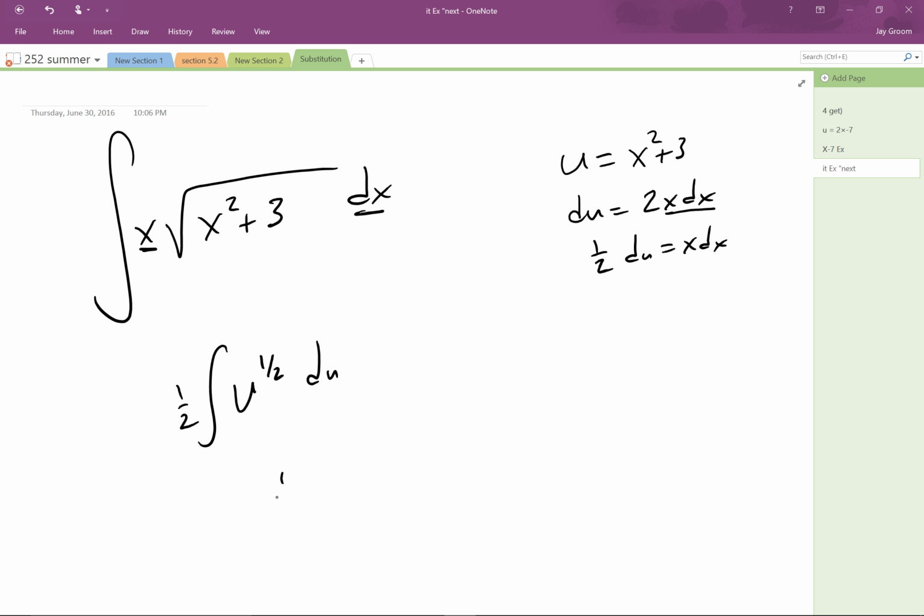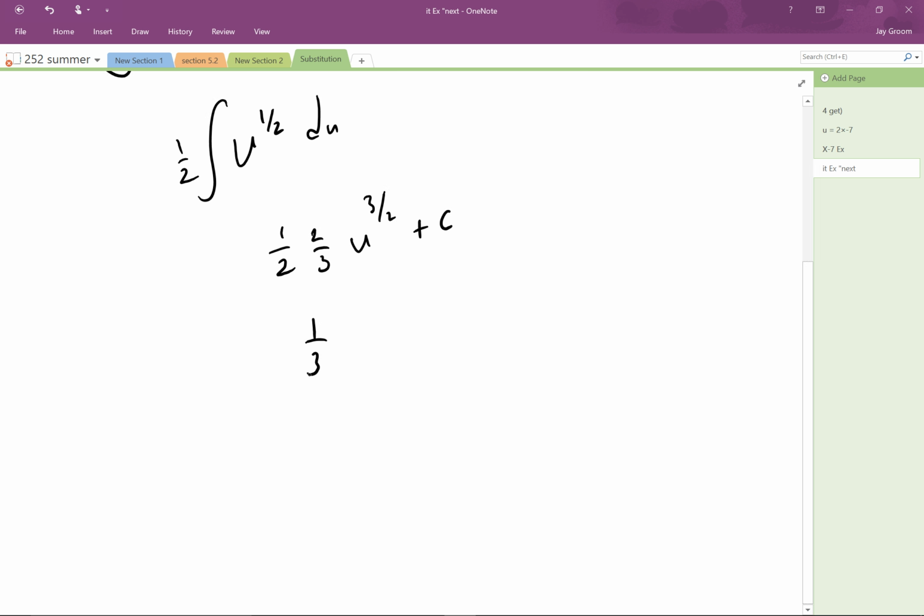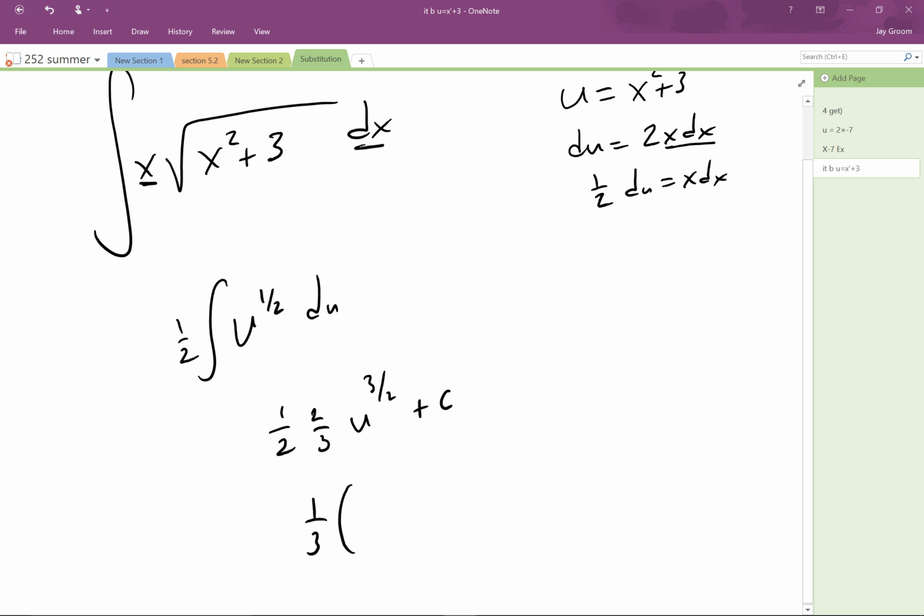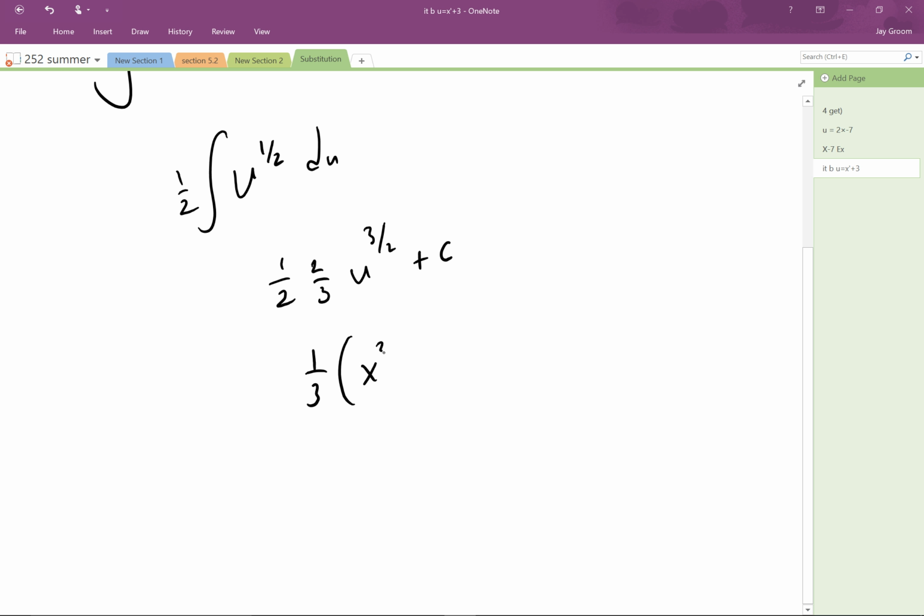And so we just did this problem basically a second ago. Almost. And so it's a third x squared plus 3 to the 3/2 plus c.